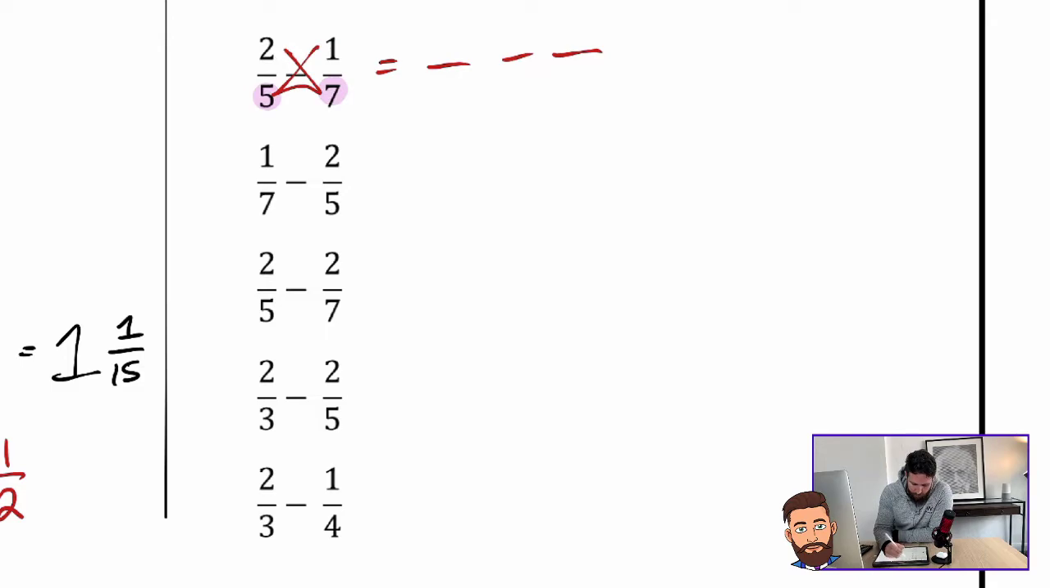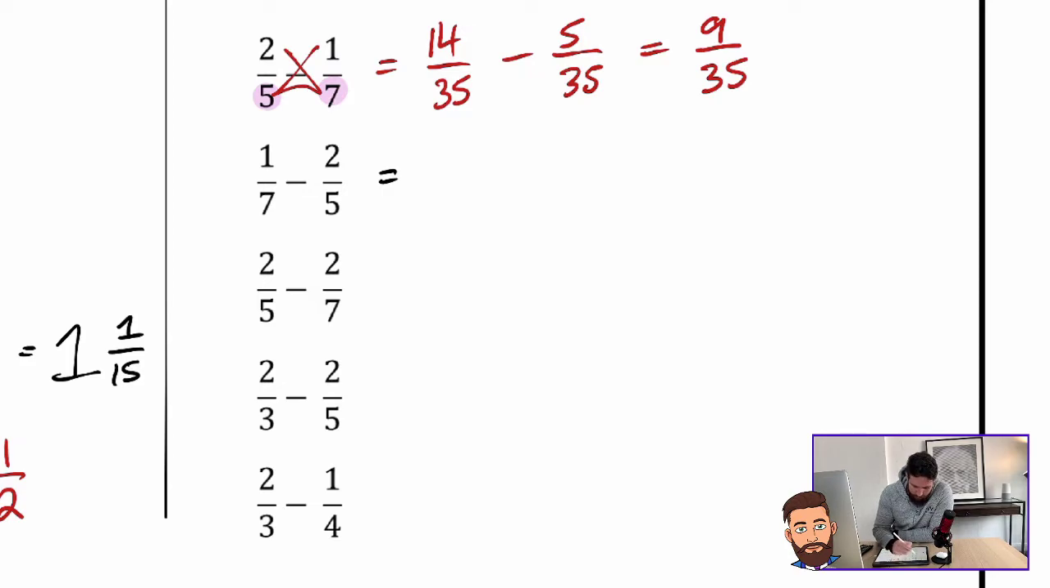So you should have got 5 times 7 is 35. 2 times 7 is 14. 1 times 5 is 5. Taking 5 away from 14 would give me 9 over 35. And always checking, can I simplify? Is it top heavy?